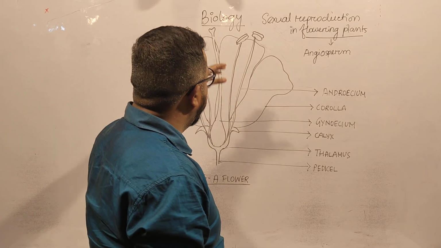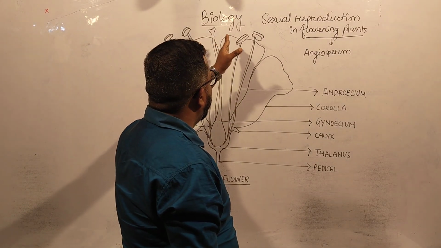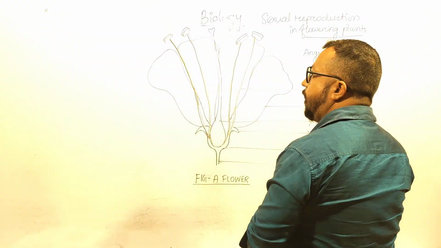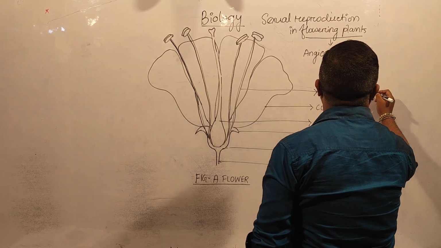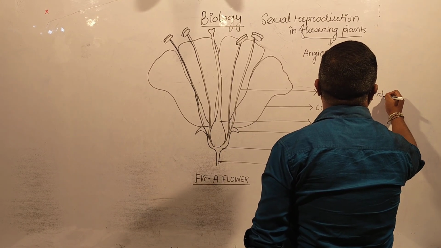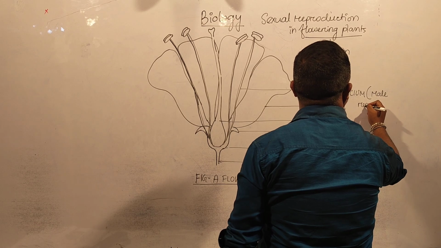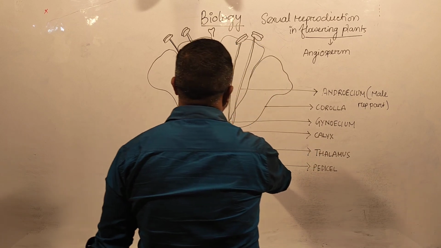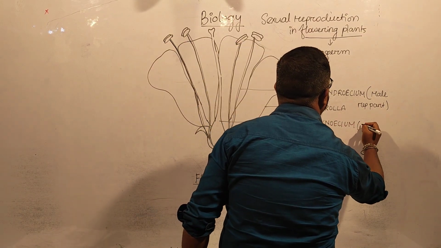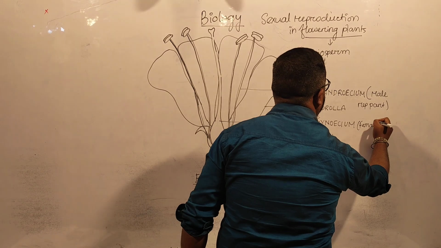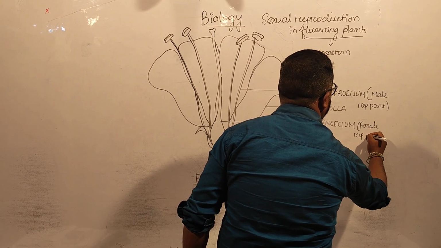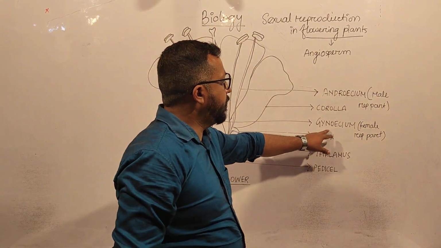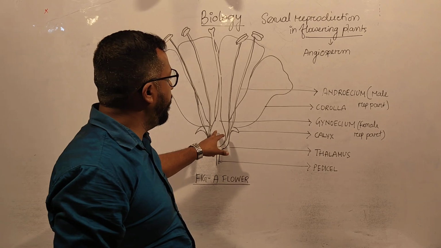Inside the corolla, there are two types of whorls. One is the male reproductive part, that is androecium. And the other part, this part, is the female reproductive part, that is also known as gynoecium. So this is gynoecium. Gynoecium is the female reproductive part.